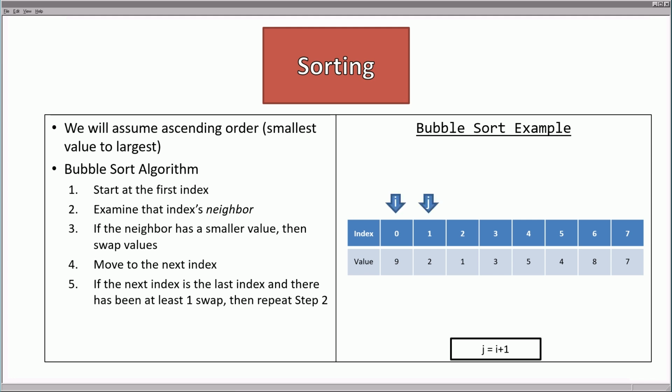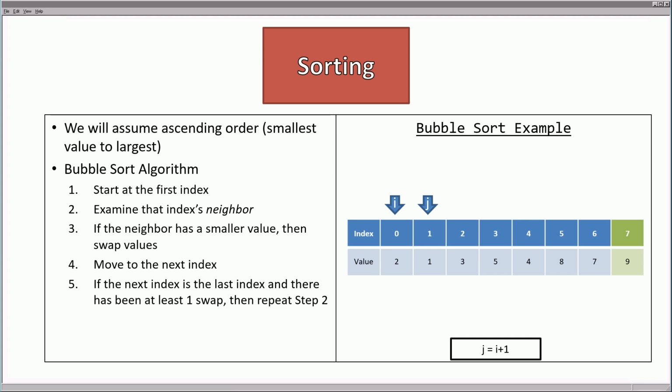So let's assume that we have indices i and j. Now we look at them side by side. Now we determine, is i less than j? In this case, is 9 less than 2? No. So we swap the values and we move on. Is 9 less than 1? No. Swap the values, move on. Is 9 less than 3? No. Swap the values, move on. Swap the values, and so on, until we're done. Now, as we have made at least one swap, we need to repeat this entire procedure over again until we have made no swaps.